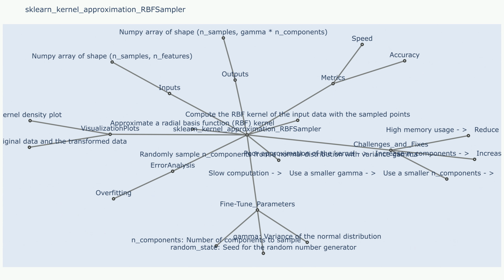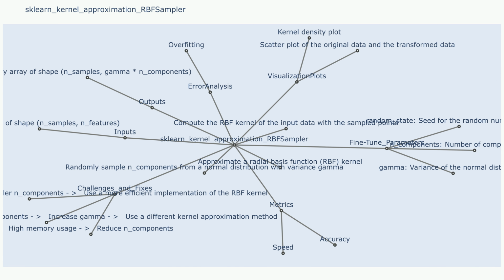Visualization plots: feature distribution. Plotting the distribution of the generated features can help visualize the effect of gamma and n components on the feature space. Performance comparison. Plotting the performance of a linear model trained on the approximated features against the performance of a kernel model on the original data can help assess the approximation quality.